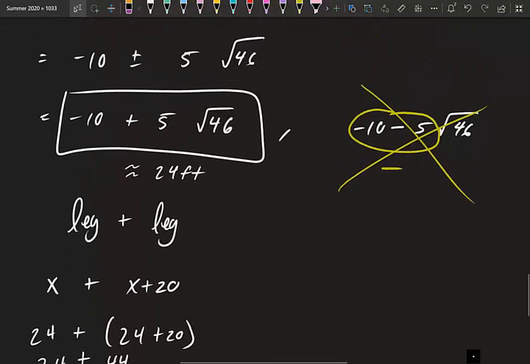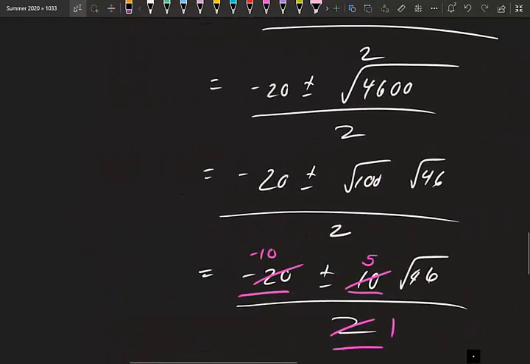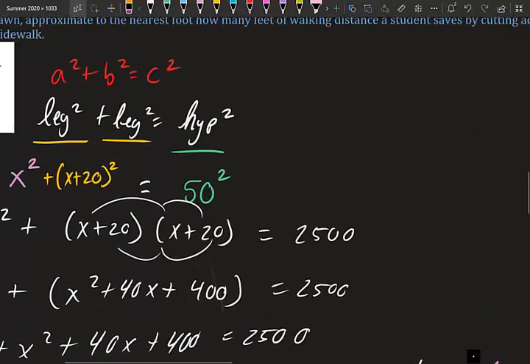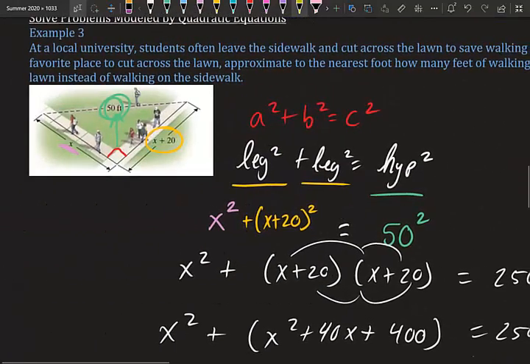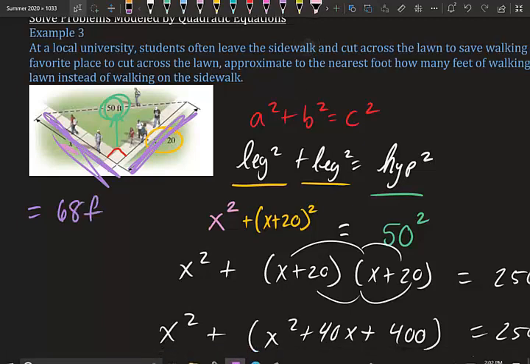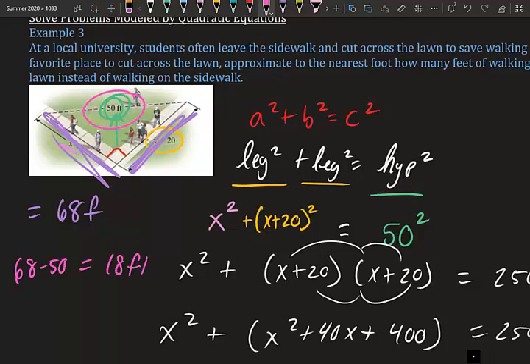So we know that these distances in the picture add up to 68 feet. So we want to know if we cut across, how much distance are we saving? So cutting across is 50 feet. So 68 minus 50, we're saving 18 feet by going across. We're saving 18 feet.